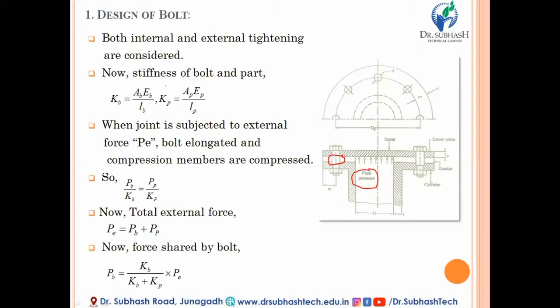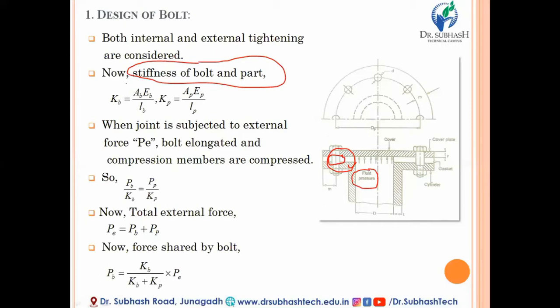Now, first of all, you are required to calculate the stiffness of the bolt and the part. Basically, the part means the cylinder and cylinder cover. Kindly consider it as a part, whereas this is the bolt. So ultimately, we are going to design a bolt, and this is the assembly through which we will apply some relations, and we have the design of a strong bolt.